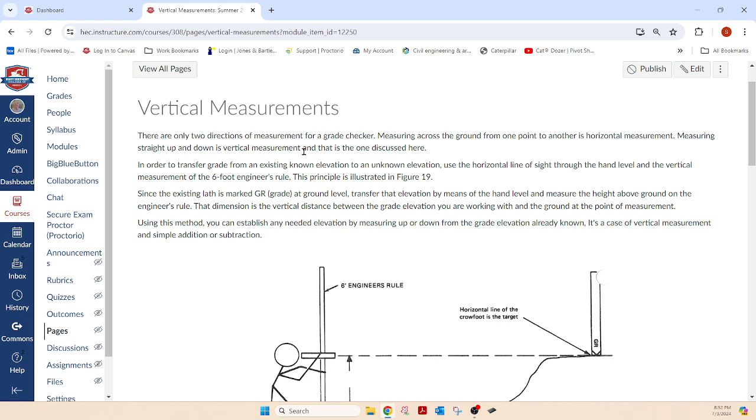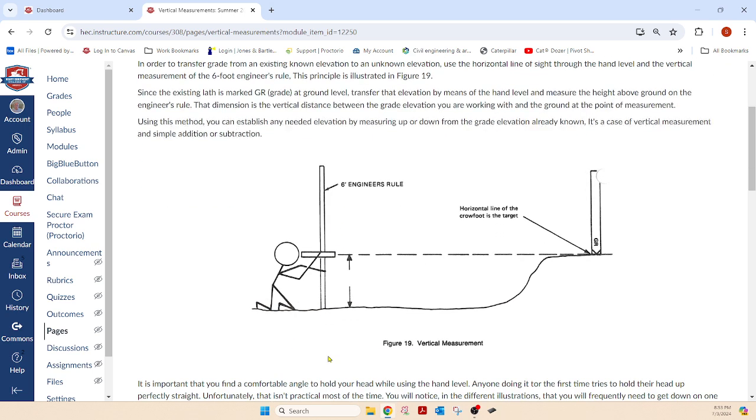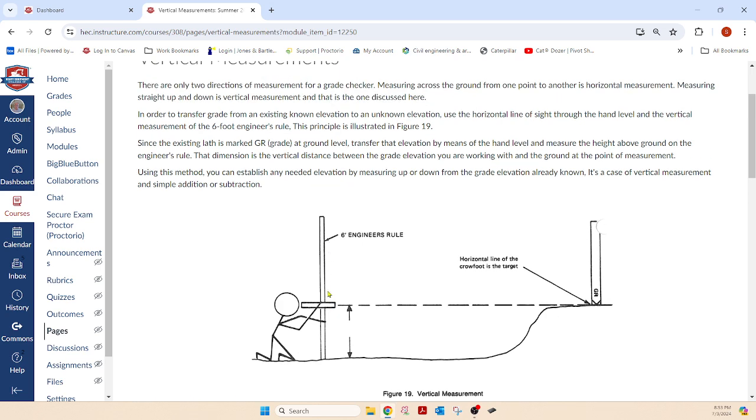In order to transfer grade from an existing or a known elevation, where my little arrow's going nuts down here in the right hand corner, that's on grade. That's a known elevation. That, my friends, is grades. So in order to transfer grade from an existing known elevation to an unknown elevation, here, we don't know what the elevation is, but we got to put a lath here. So we're going to have to figure out what the elevation is here, or where this would be if I moved it over here. Where would it be on this scale? That's a good thing to know, and we're going to find out how to do that.